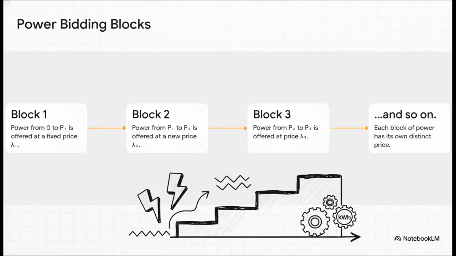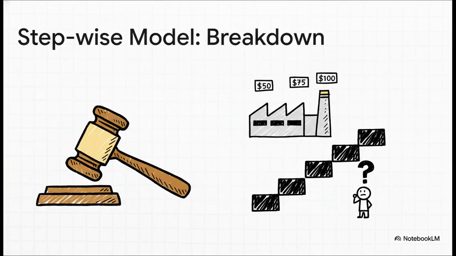A generator owner might say, okay, I'll sell you the first 50 megawatts for 20 euros each, but if you want the next 50 megawatts, that'll be 25 euros. Each step on this graph represents one of those blocks of power for sale at a set price. The great thing about this is that it's almost exactly how producers bid into the market, so it's incredibly realistic. But what's the catch? Well, all those sharp jumps between the steps make the optimization math way, way harder to solve than with a nice, smooth curve.